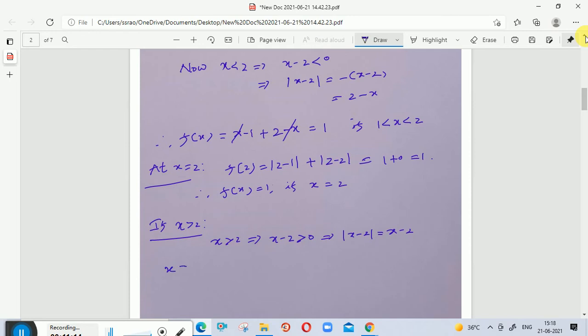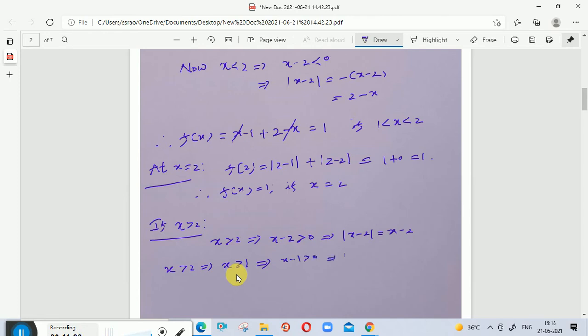Okay, x is greater than 2 implies we can write x is greater than 1. అంతే కదా, x వాల్యూ 2 కన్నా ఎక్కువ ఉంది అనుకున్నప్పుడు 1 కన్నా కూడా ఎక్కువ ఉంటుంది. ఓకే, so we have x greater than 1. That implies x minus 1 is greater than 0.